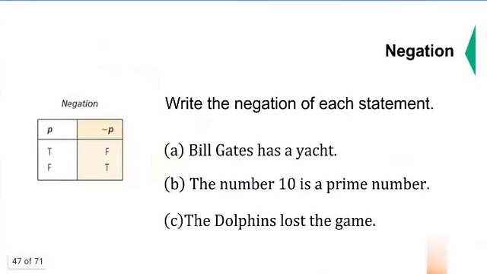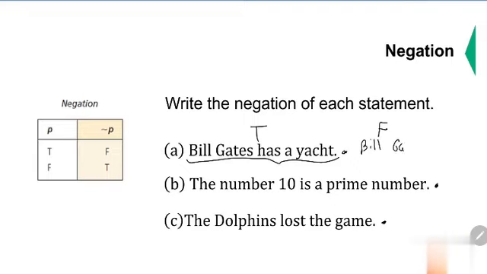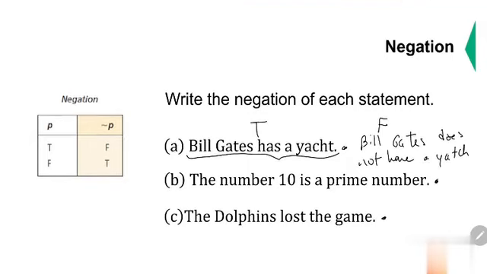Okay, again, presenting again the statements na nakita nyo na kanina. Di ba sinabi sa inyo kanina na kapag yung original statement ay true, yung negation ng statement na to ay false. So, ibig sabihin, the negation is Bill Gates does not have a yacht. So, if the original statement is already true, the negation is false.